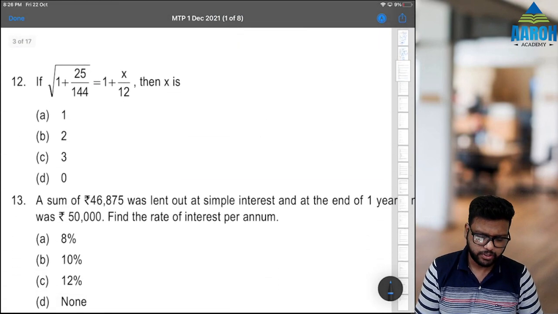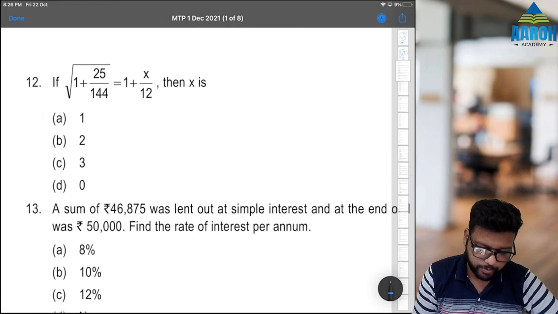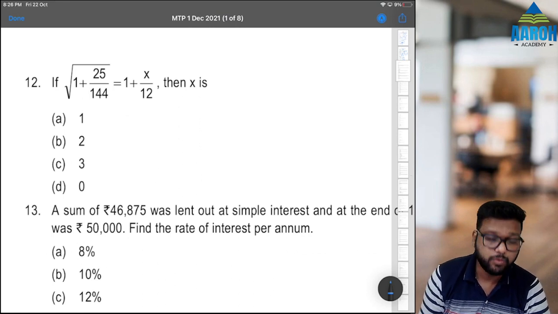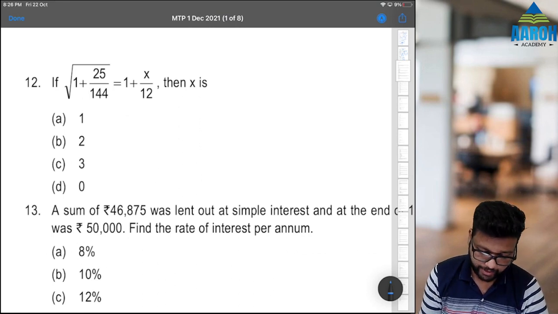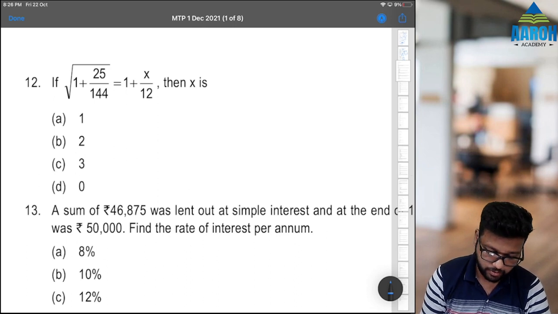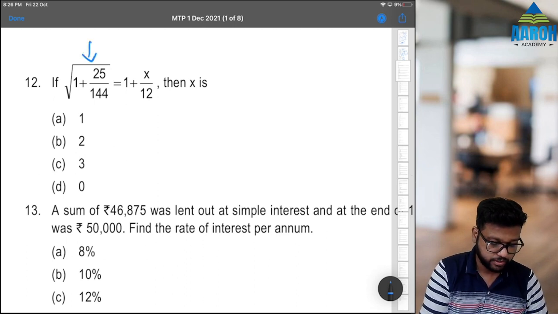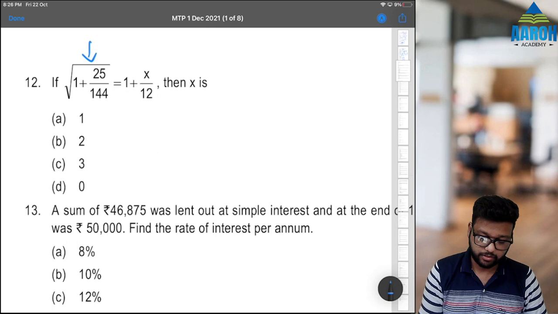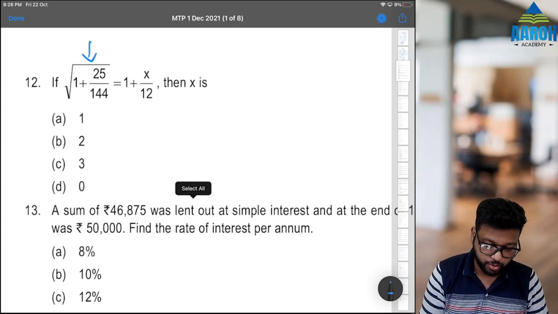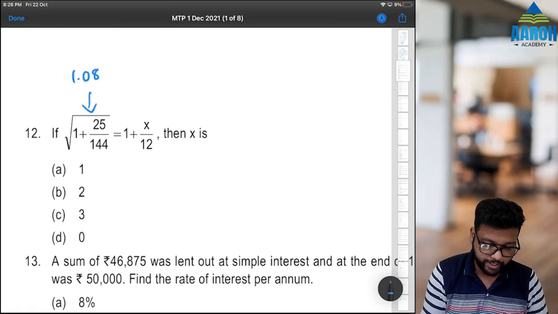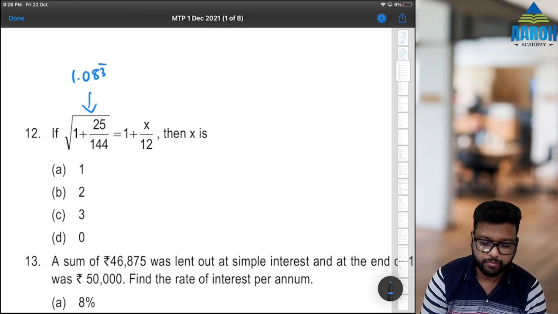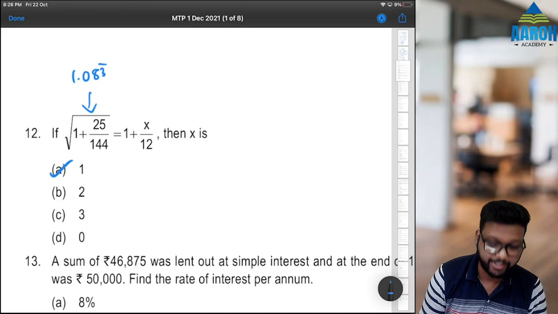Next, 12. Again, going by options is the best way here, right? So they're asking root of this is equal to 1 plus x by 12. Okay. So x is what? Now let's find this on calculator first. Square root of 25 by 144 plus 1. So this left hand side comes to be 1.083 recurring. Okay, now we have to check which option gives us that. So 1 by 12 plus 1, option A is the correct answer, right?